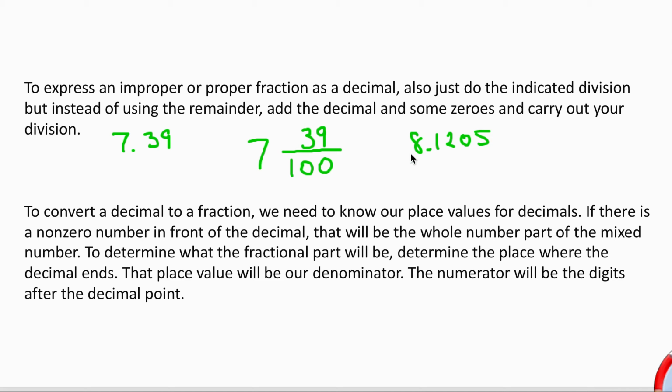The non-zero number in front of the decimal point is my whole number. Okay, the denominator is going to have a 1 with 1, 2, 3, 4 zeros. Tenths, hundredths, thousandths, 10,000ths. But I can really get that without counting it up. And then all the digits to the right of the decimal point is my numerator.